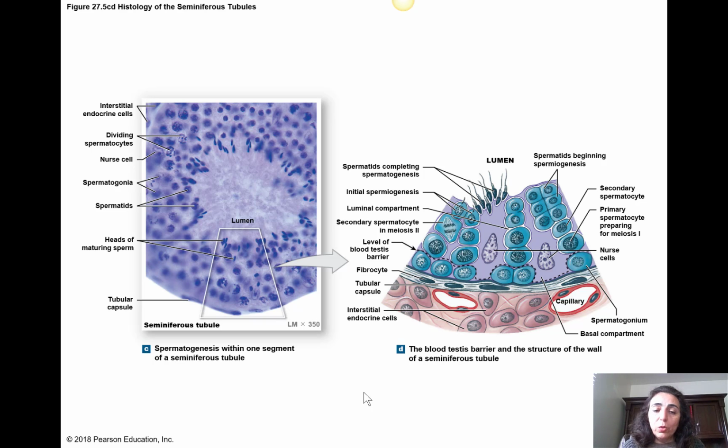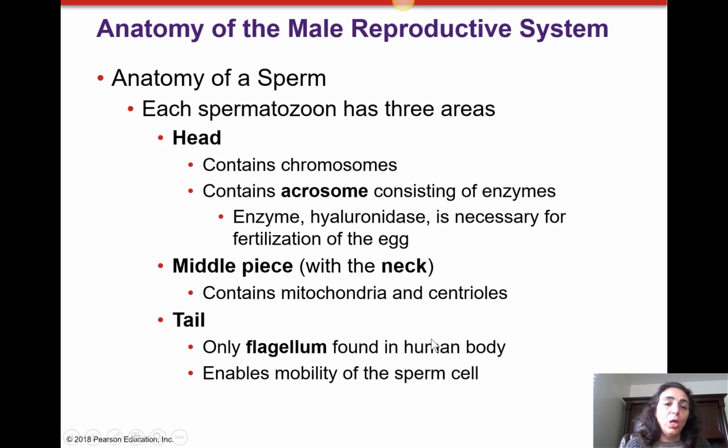Now here again you see all the things that we already discussed. You are looking at one section of one single tubule here, and we just discussed all these things. So that was regarding the spermatogenesis and how the stem cells, spermatogonium, change and finally make the sperm.